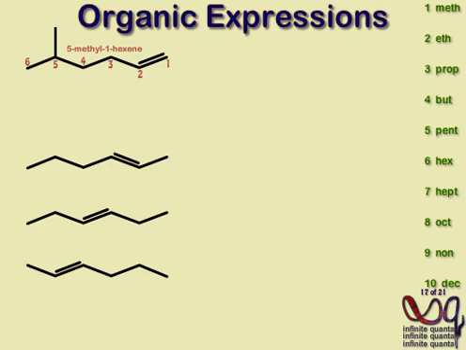Okay? And, okay, look, second one. I start my numbering where the double bond is closest. Okay? Number my main chain again, hexene. Now it's 2-hexene. There's no branches on this one. 2-hexene. What's this one called?